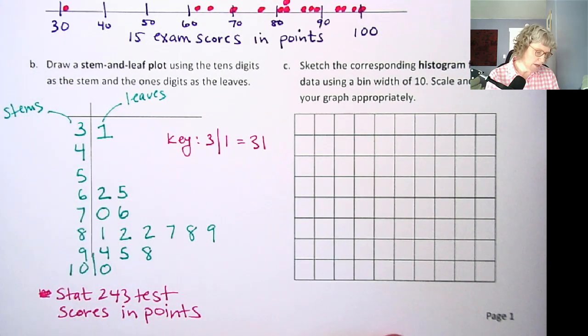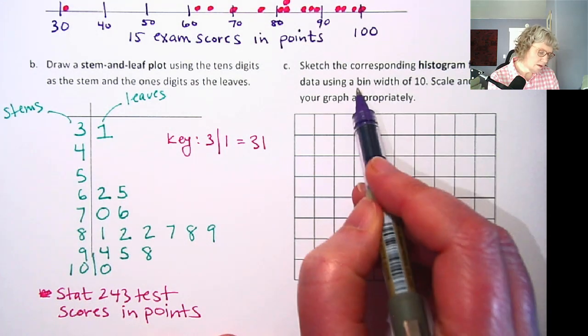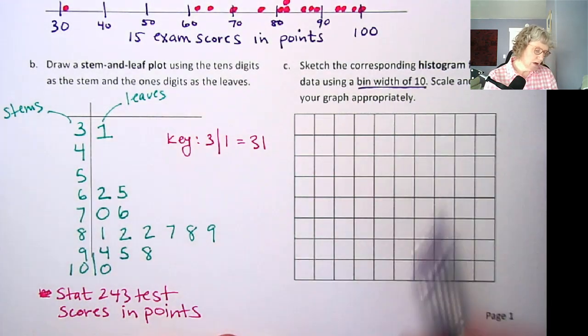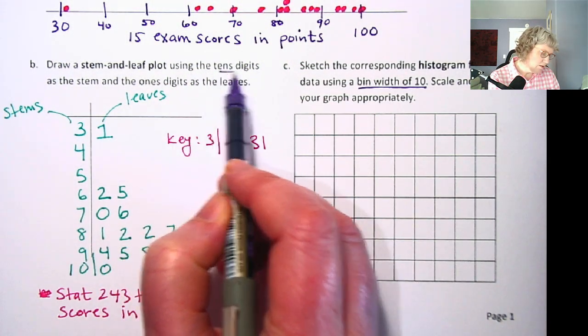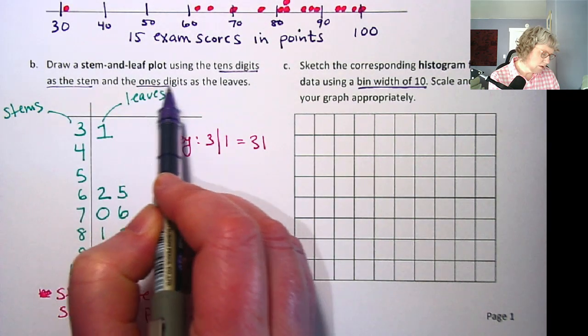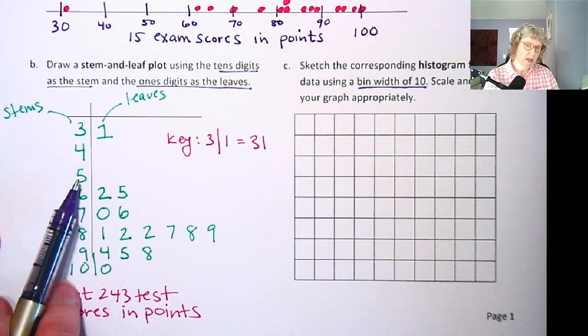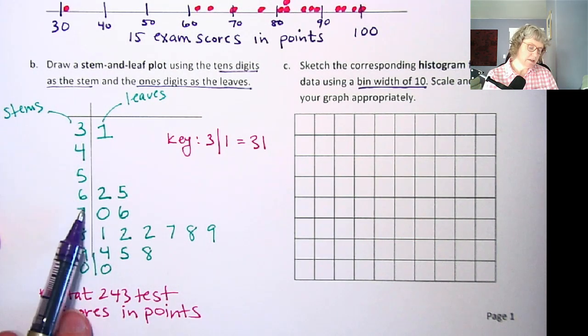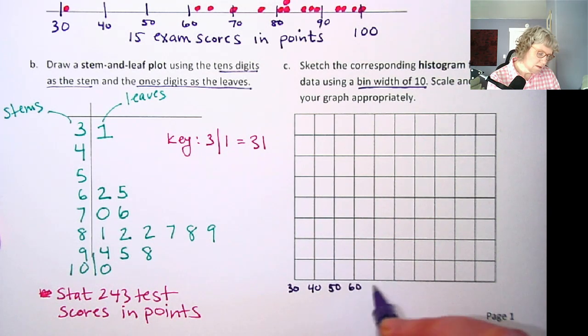Now we're going to do a histogram, and we'll look at how these are related. Okay, sketch the corresponding histogram for this data using a bin width of 10. Scale and label your graph appropriately. Okay, also I forgot to read over here. It told us using the tens digit as the stem and the ones digit as the leaves. So this actually is a bin width of 10 as well, because we went 30, 40, 50, 60, 70. So I'm going to do a similar thing here. I'm going to start with 30, 40, 50, 60, 70, 80, 90, 100.